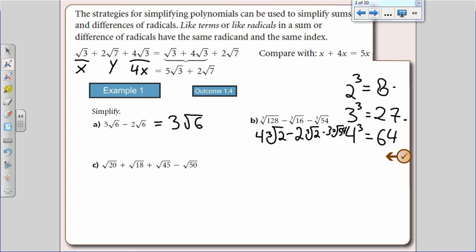So now they're all down to cube root 2. So now you can combine them. They're all like terms. You have a whole bunch of cube root 2's. You have 4 cube root 2's. You subtract 2 cube root 2's. And then you subtract another 3 cube root 2's. And you should have negative cube root 2. Just one left, and it's a negative.